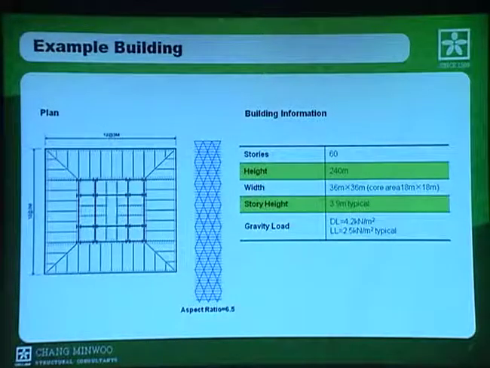And this is a plan view of the Diagrid prototype model for our study, which was originally developed by Professor Moon at Yale University. It is a 60-story building with a height of 240 meters. Its plan size is 36 by 36 meters, and the core area is 18 by 18 meters. The story height of the typical floor is 3.9 meters. The dead load for the design was 4.2 kilonewtons per square meter, and the live load was 2.5 kilonewtons per square meter.